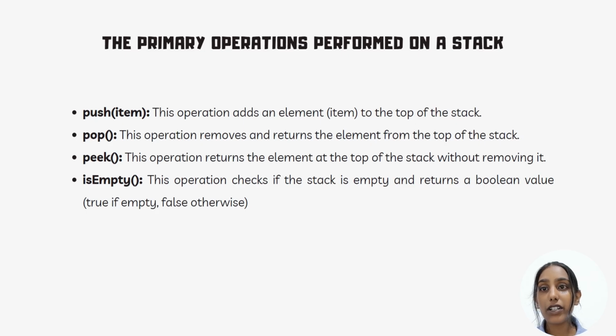In the pop operation, you remove the element and return the value of that element. But in the peek, it doesn't remove the element, it just returns the element at the top of the stack. And then you have the isEmpty operation. This operation checks if the stack is empty or not, and then returns a Boolean value. It returns true if it's empty, false if it's not empty.